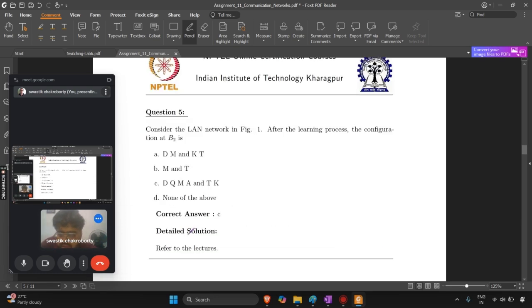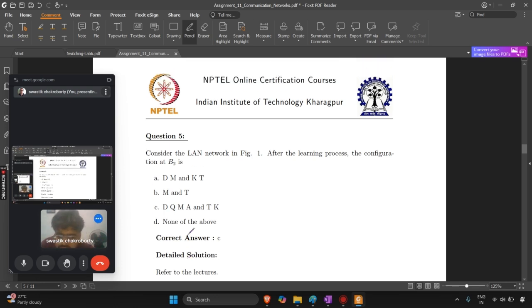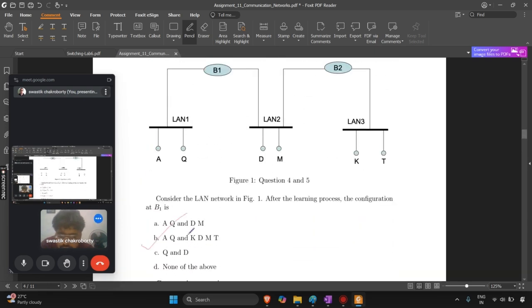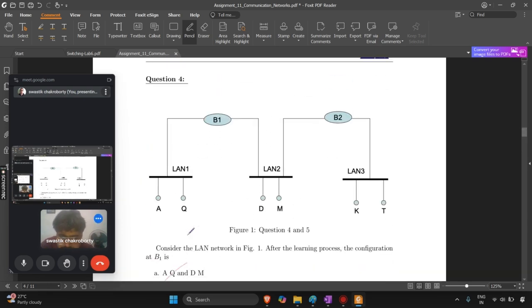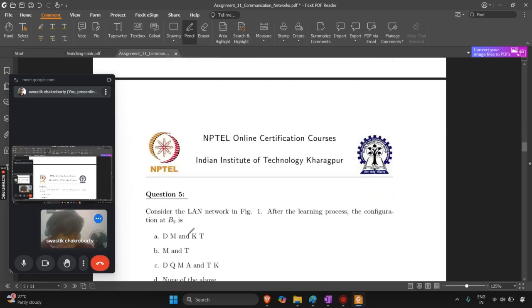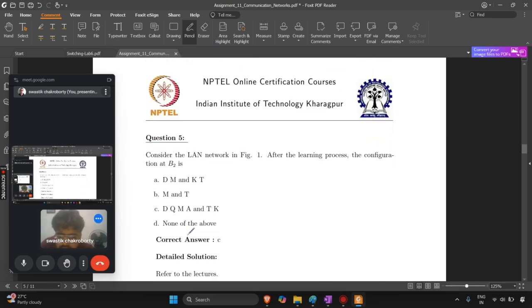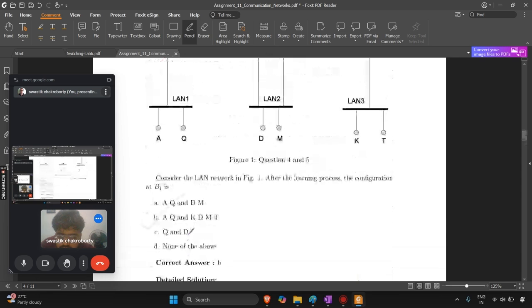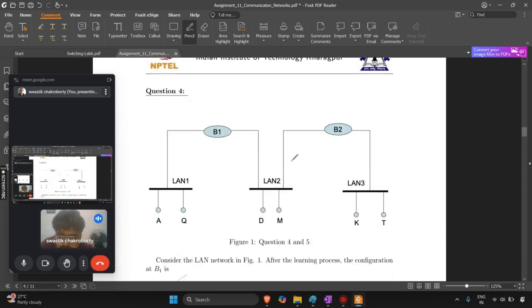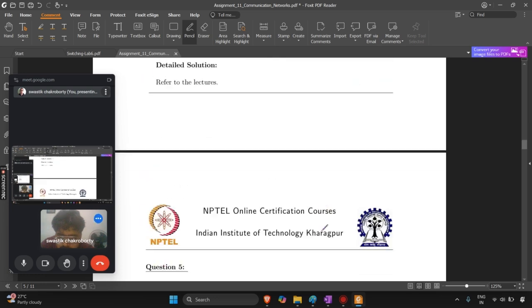Now consider the LAN network after the learning process. The configuration at B2, which means at bridge 2, is AQDAM on one side and KT on the other.